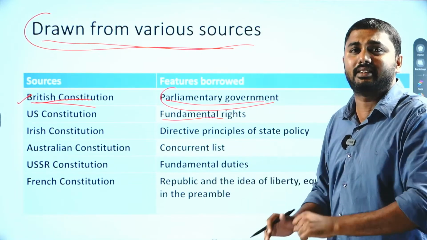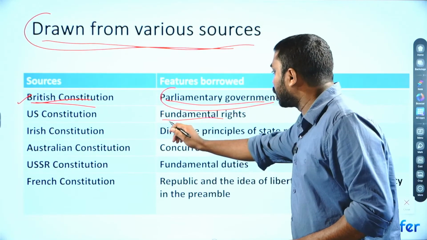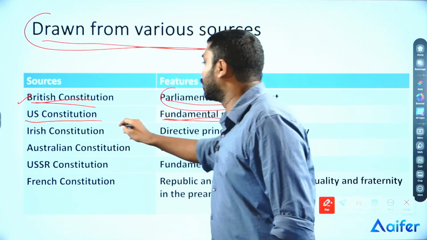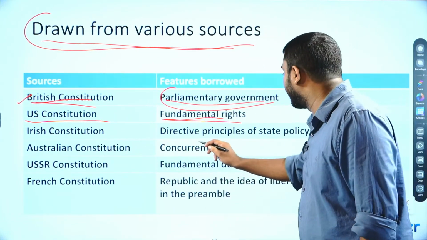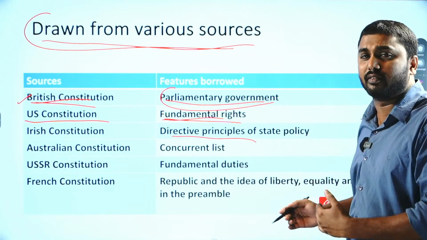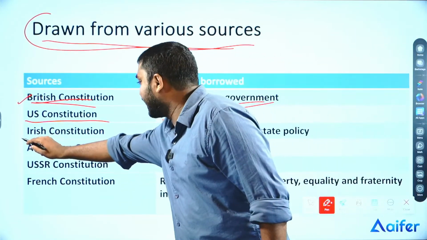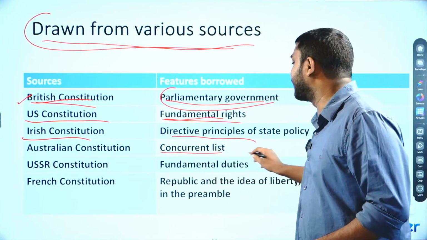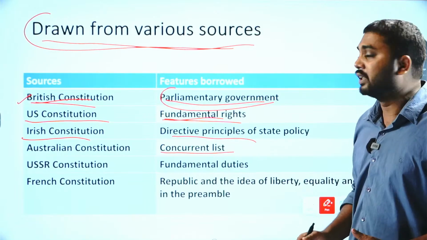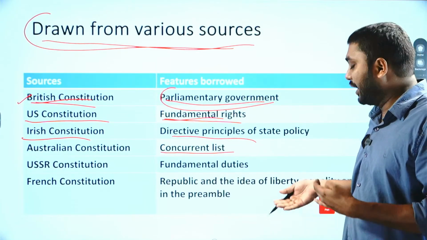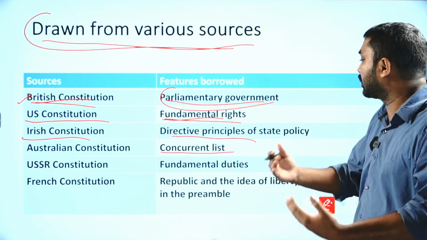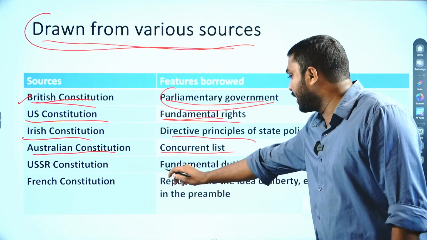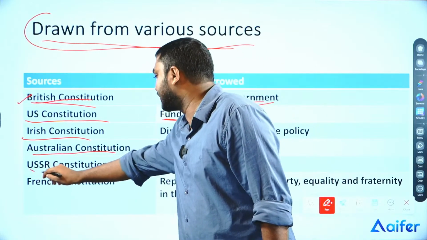So here in this session we have to understand that the concept of fundamental rights we inspired from the US Constitution, and the directive principles of state policy we inspired from the Irish Constitution. Then the concurrent list: the concept of the concurrent list we inspired from the Australian Constitution. Then fundamental duties we inspired from the USSR Constitution.